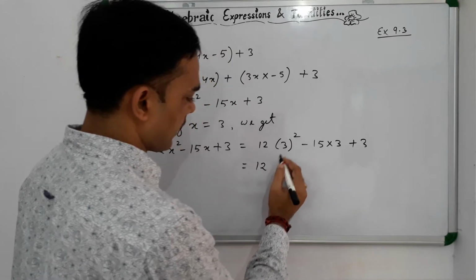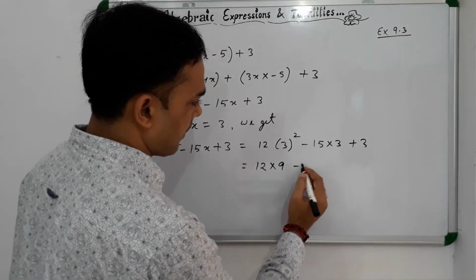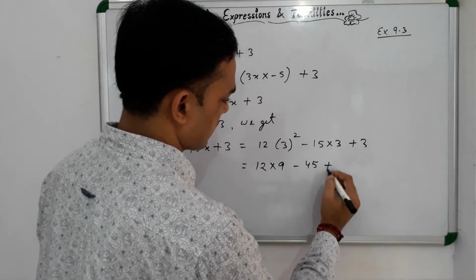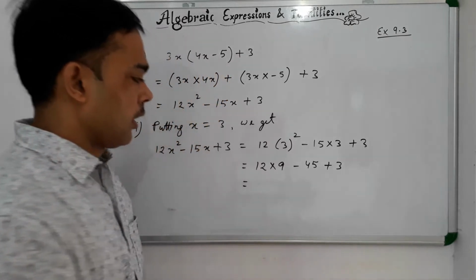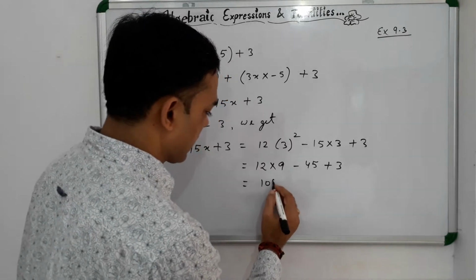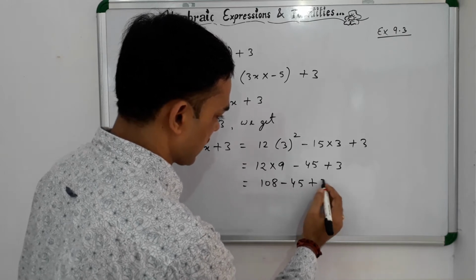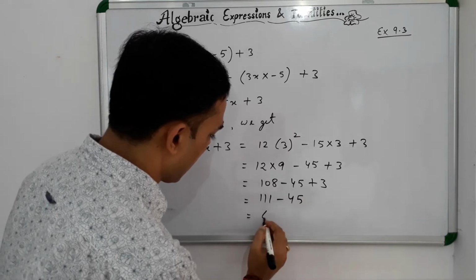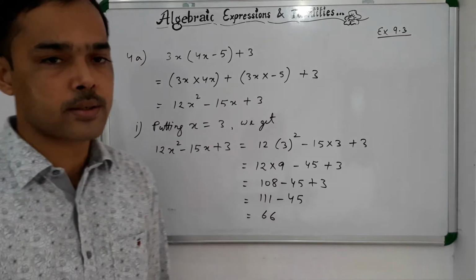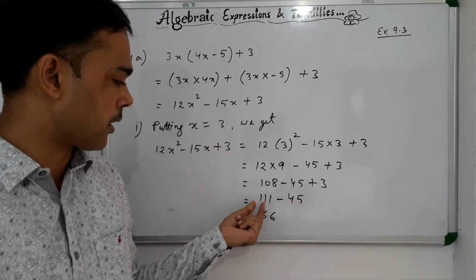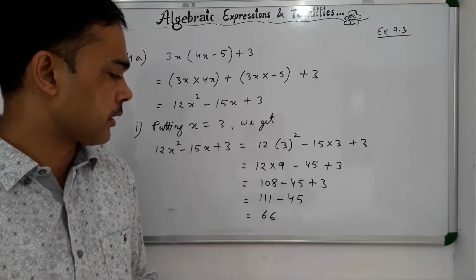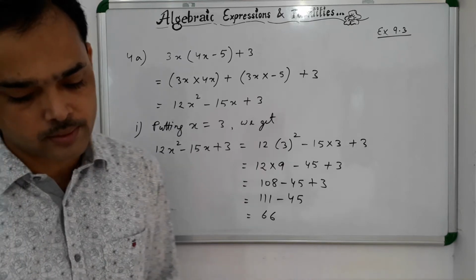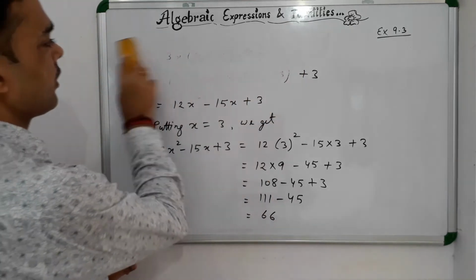So 12 into 3 square, which is 9, minus 15 into 3 is 45, plus 3. 12 into 9 is 108, minus 45 plus 3. When you add 108 and 3, you get 111 minus 45. And when you subtract 45 from 111, the result is 66. So in the first part we are getting this as our answer. Now let us see the second part of this.